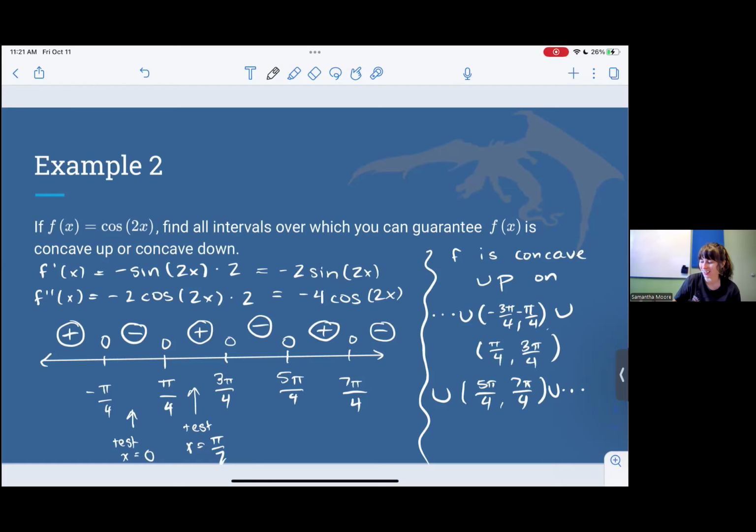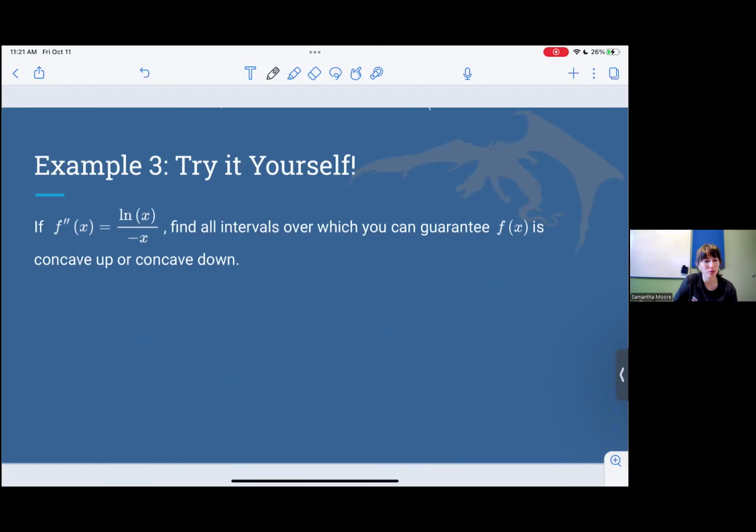Okay, so with that, I'm going to give y'all a moment to try a problem yourself. Note that in this problem, I've already given you f double prime of x, so you don't need to take any derivatives. You can just start thinking about the sign of f double prime of x and where it's equal to 0. I'm giving you that f double prime of x equals natural log of x divided by negative x. I want you to figure out all intervals over which you can guarantee that f of x is going to be concave up or concave down. All right, so go ahead and pause here and try to do that.